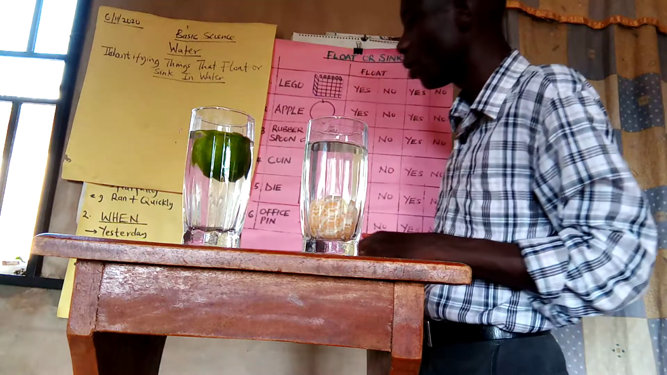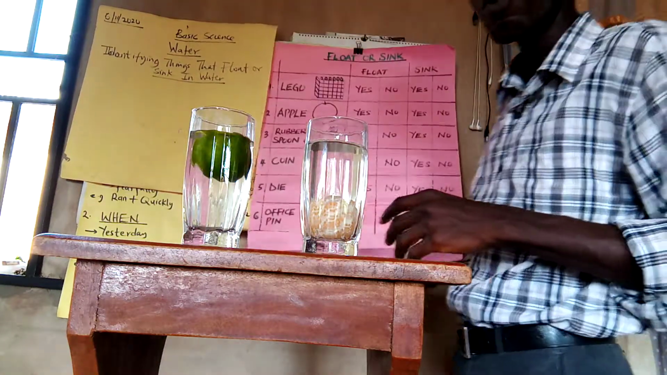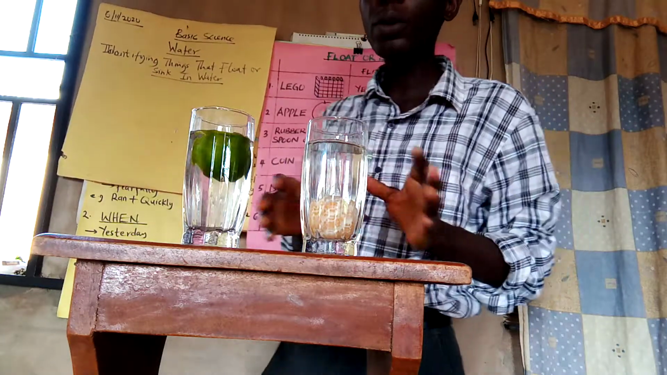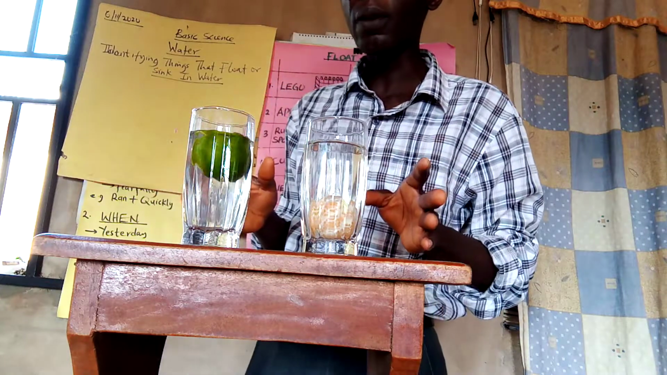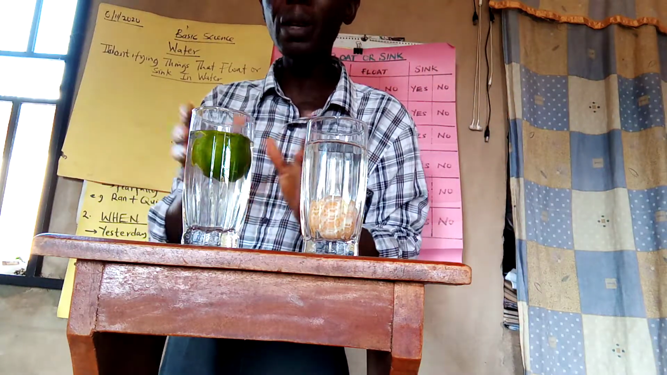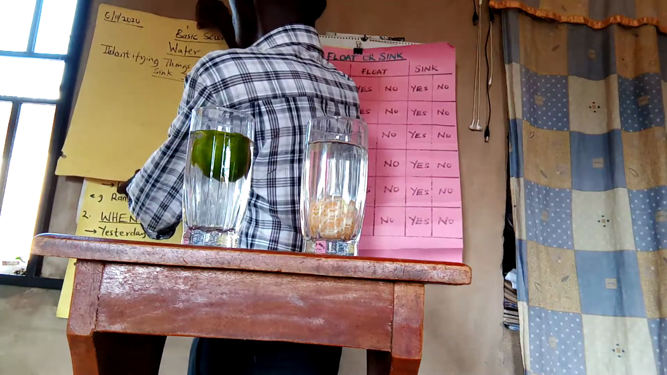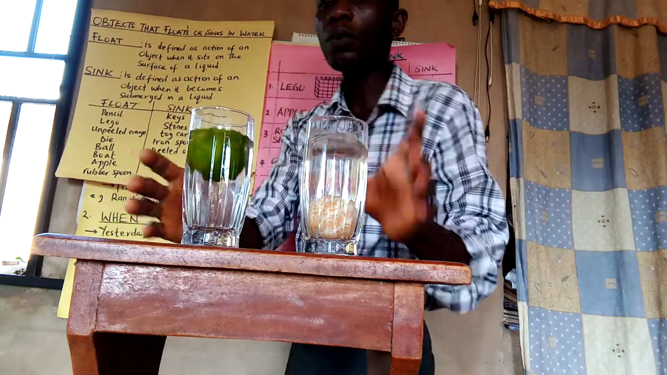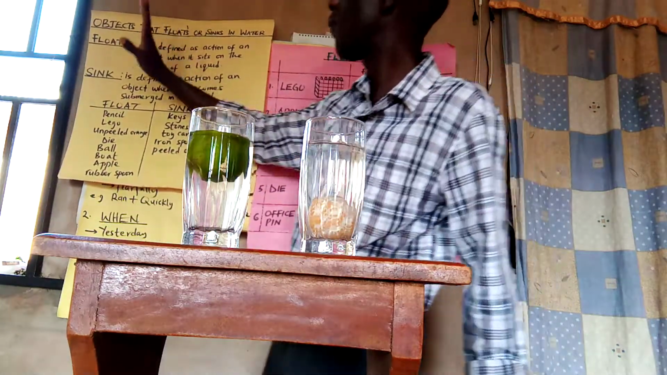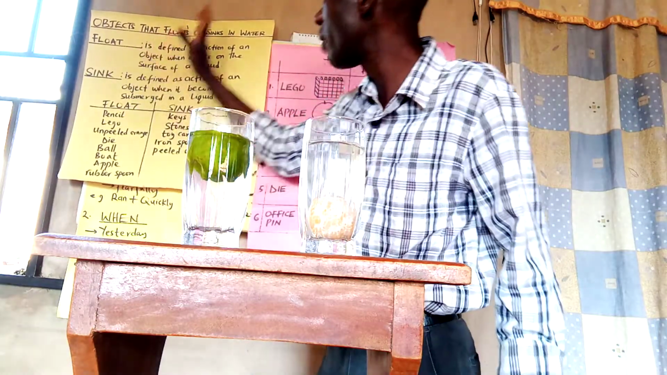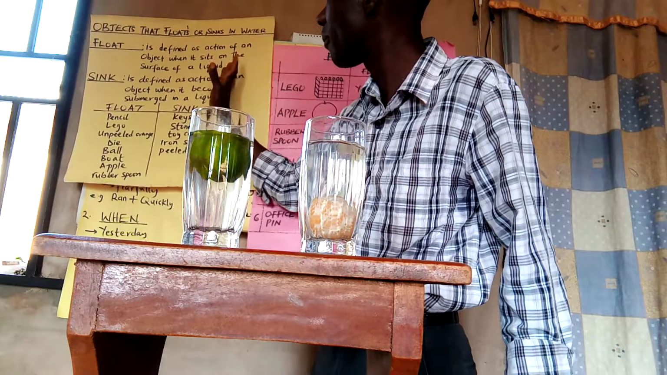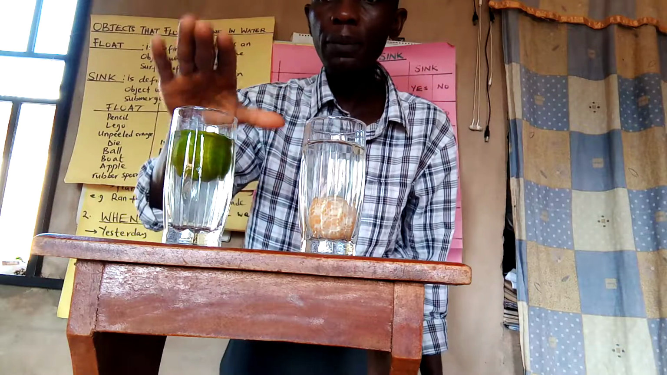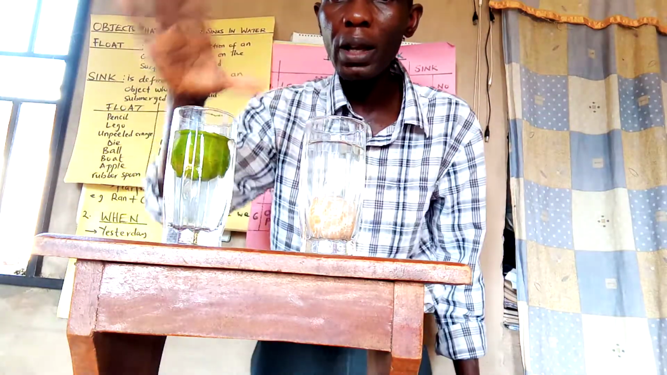We have done a very good work by trying to see what will float and what will sink. So I want you to settle down now. We want to recap and see what we have learned this afternoon. Look at the chalkboard. We have finally seen that float is defined as the action of an object when it sits on the surface of a liquid, just like this orange. It sits on the surface of the water. It doesn't go down.